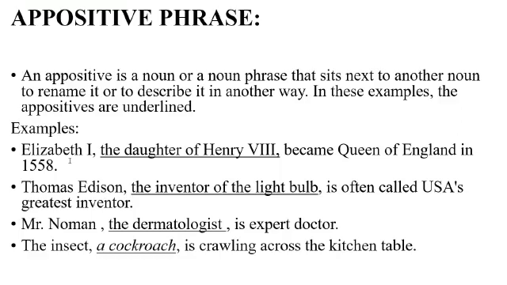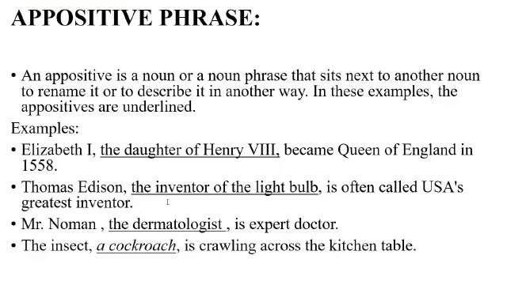Okay? Now, dear students, look at example number 2. Thomas Edison, the inventor of the light bulb, is often called USA's greatest inventor. If we see this underlined part of a sentence, it is giving another name to this subject, Thomas Edison. Who was Thomas Edison? He was the inventor of the light bulb. So if we say the inventor of the light bulb is often called USA's greatest inventor, again it is giving us a complete thought.